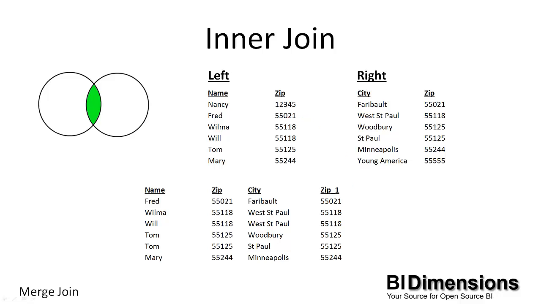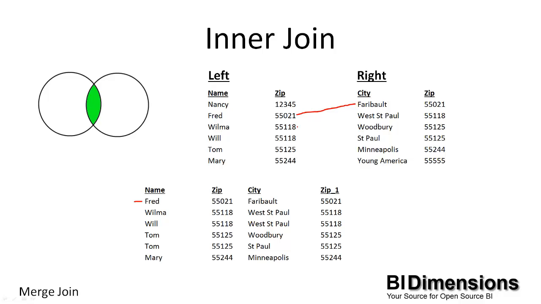You will notice, however, that we bring together Fred on 55021, and over here we have Faribault at 55021, and that shows up down here with Fred 55021, and Faribault is associated with that. And we also have a duplicate copy of the zip code that was brought in here.